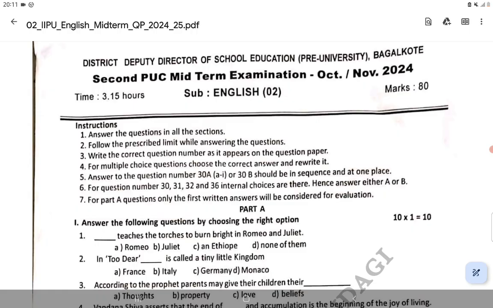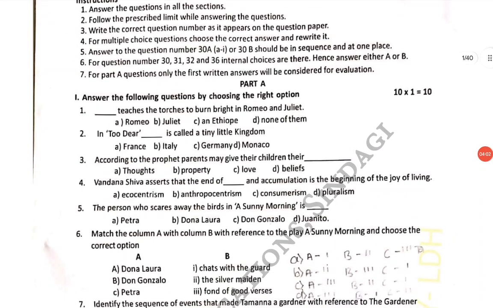Next, part A questions: only the first written answers will be considered for evaluation. So whatever questions are there in part A, you have to write in the beginning itself. The first written answer will be considered for the evaluation. If you write another answer somewhere else, it will not be considered. Fine, let's continue.